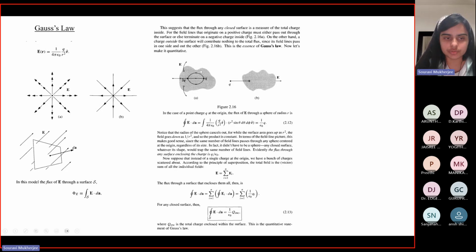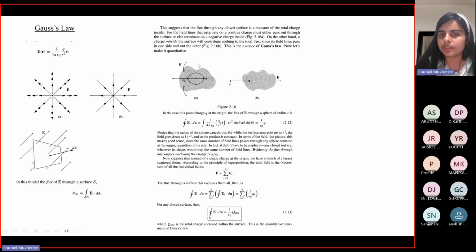Now, what this tells you is that if you have some charge inside some closed surface, there'll be field lines emanating from all these charges, right? So if there is a net positive charge inside, what will happen? There'll be some net outward flow of flux. Similarly, if you have a net negative charge inside, there'll be some net inflow of field lines, right? And if you have zero charge inside, what will happen?